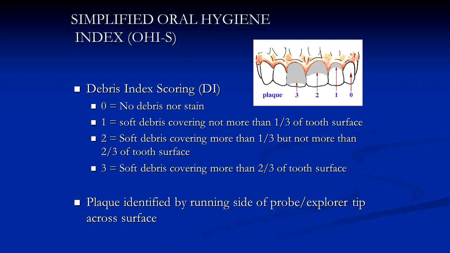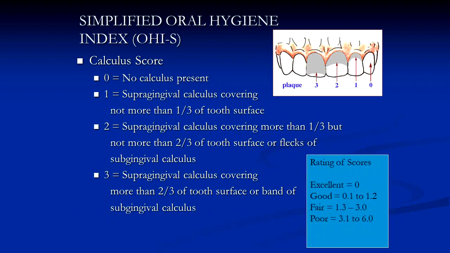So basically, how you score this is that you run a probe or an explorer or something like that across the surface, and you identify the plaque, and then you score it based on the amount of plaque that is present. Then you do the same thing with calculus. So the calculus is also scored 0 to 3, and it has the same criteria.